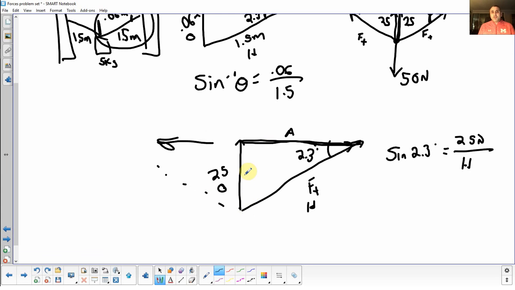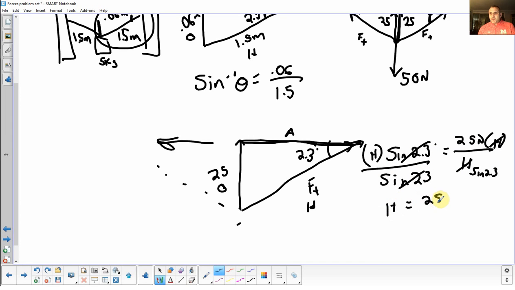And what you're left with is two 25s pulling up and 150 pulling down, and that would give you an F net of 0, which means our food doesn't fall to the bears. Anyway, finishing out and figuring out what the tension is is the only thing we have to do. Multiply both sides by H. Those H's go away. Now I've got H sine 2.3 equals 25. I'm going to divide both sides by sine of 2.3. So those go away, and I'm left with H equals 25 over sine of 2.3.